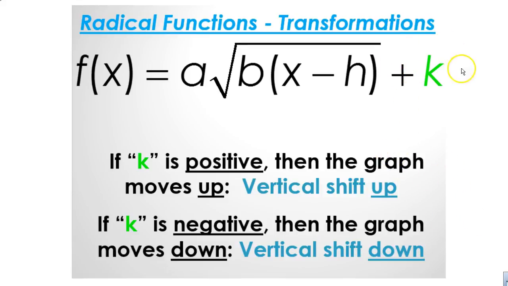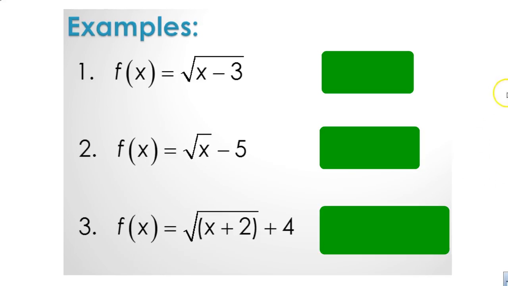k is outside of the radical. So now we're talking about up and down, not left and right. And it is exactly the way that you think it should be. If k is positive, it's going to be a shift up the graph. If k is negative, it's going to be a shift down the graph. So we've got some examples here where things are all mixed together.